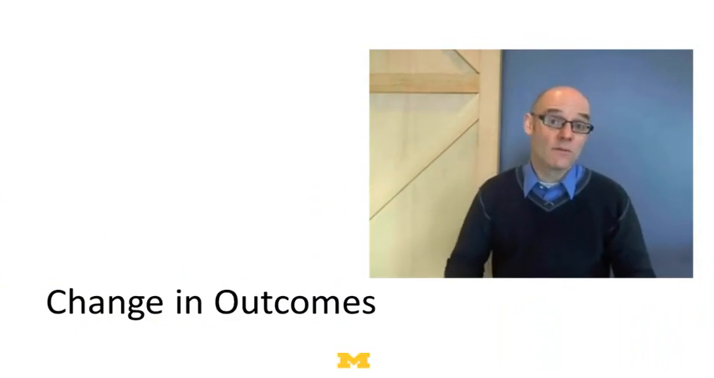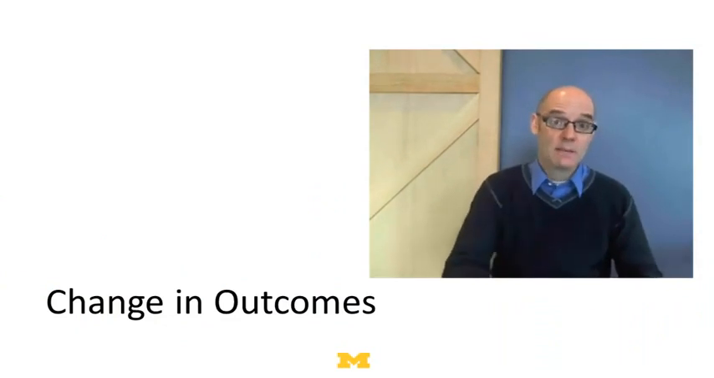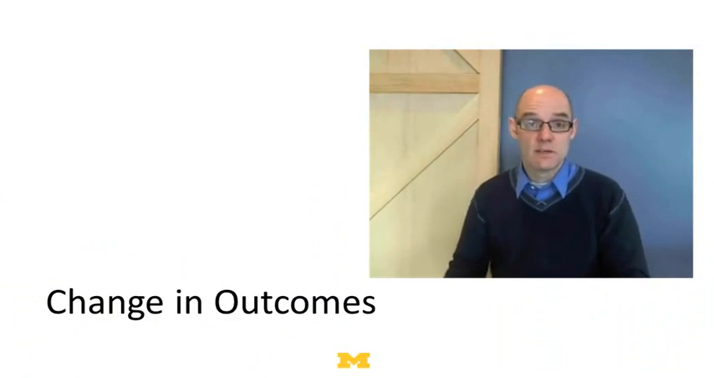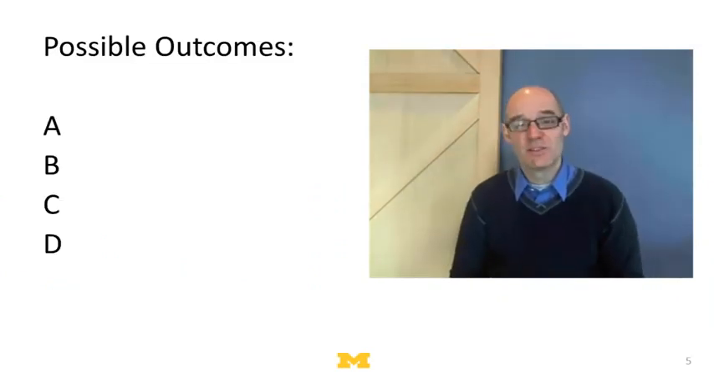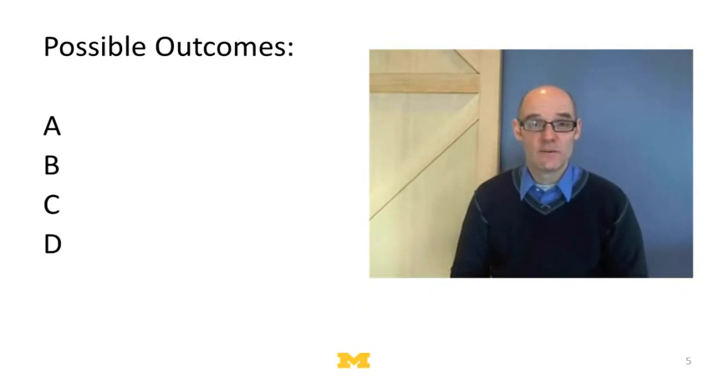So it could have been that you thought for sure A was going to happen, but after the tip, it could be B, C, or D. So what you want to think of is changes in the likelihoods of different outcomes. So how do we measure that? How do we measure likelihoods of different outcomes?